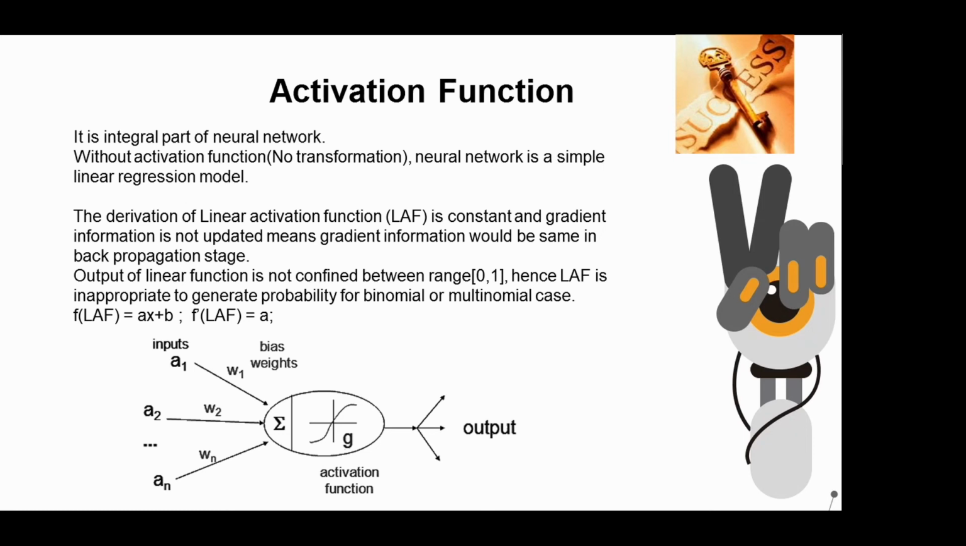Suppose you have some mathematical function, x square. If you are using a non-linear activation function, then your x square will be converted into its derivative, and that will be 2x. So the output of a linear function is not confined between the range 0 and 1, because there is no transformation, no mapping of your continuous variable into the normalized range 0 to 1.